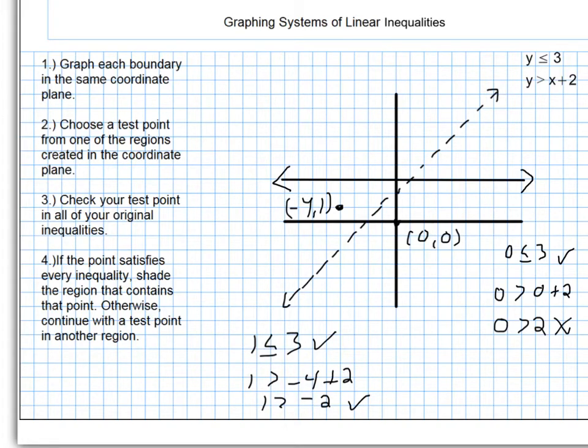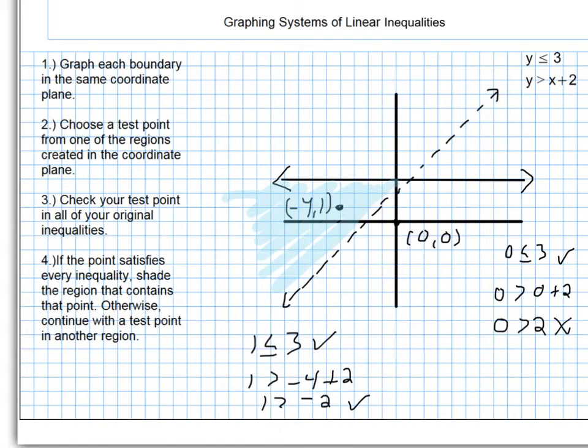Because (-4, 1) is a solution to both inequalities in the system, it's a solution to the entire system, which means that every point in this region is also a solution to the entire system. Now I know which region will satisfy my system, so I can shade in the entire region, using a pencil or a highlighter or whatever, to indicate that this is the region of all the solutions.